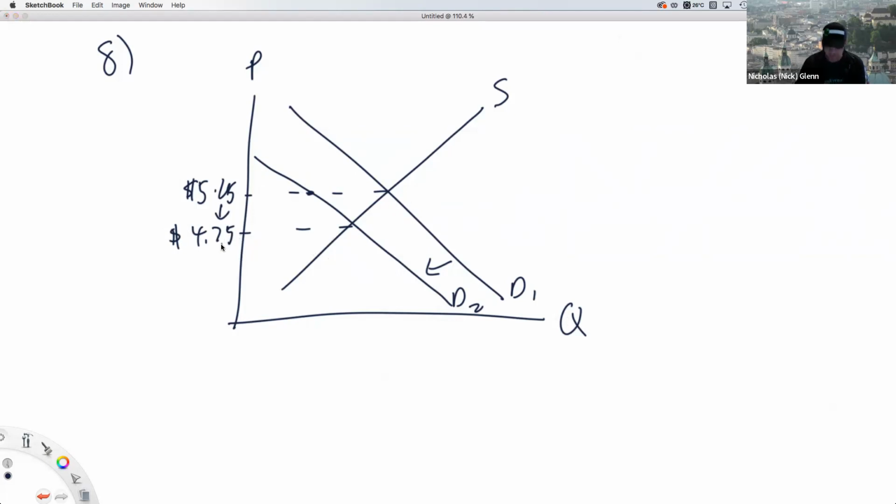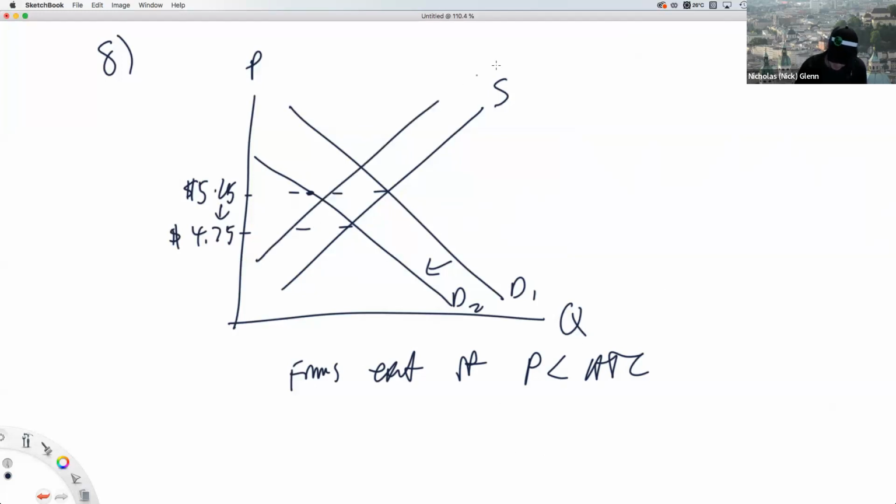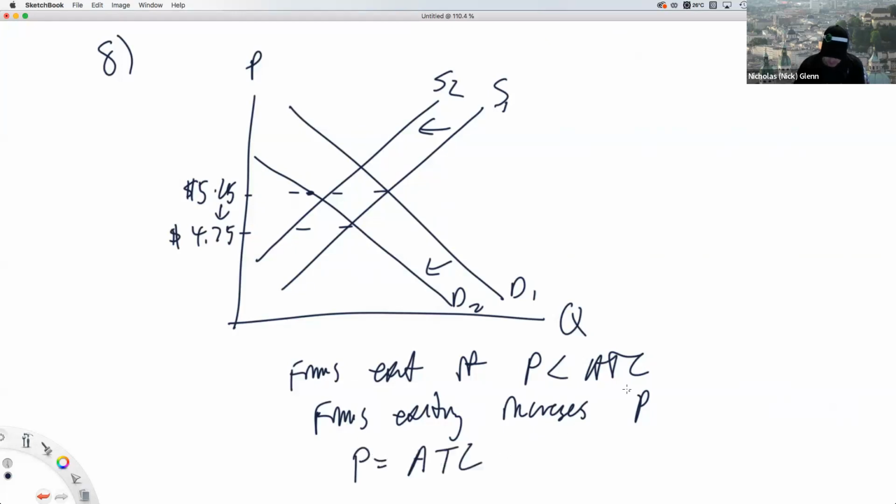Now, what happens? Well, if this dropped to $4.75, this would be below the average total cost. Firms exit if price drops below average total cost. Okay. And so what happens because of that? This pushes the price back up. Firms exiting increases price. But what's going to happen in the long run, wherever this average total cost is at, it's going to end up where price is equal to average total cost.